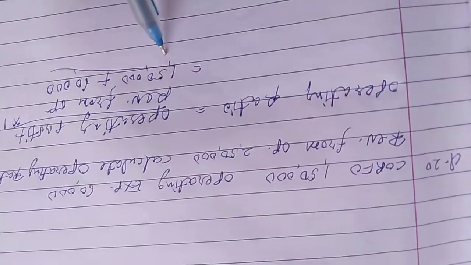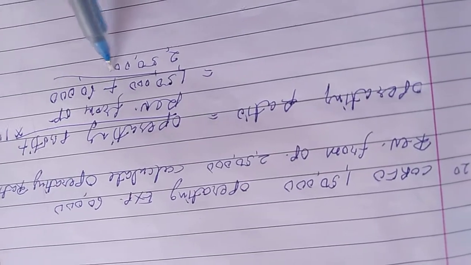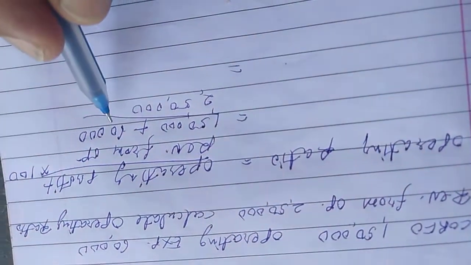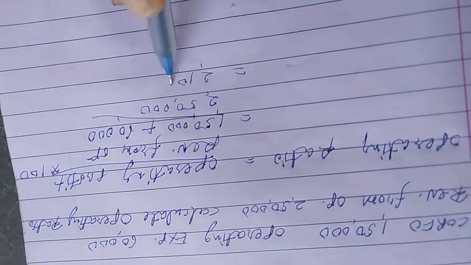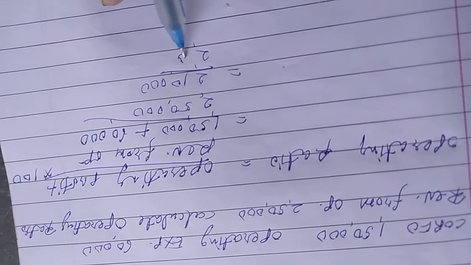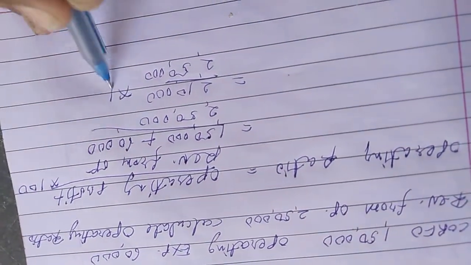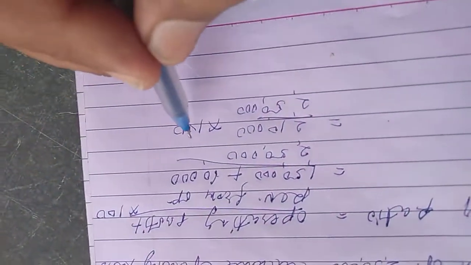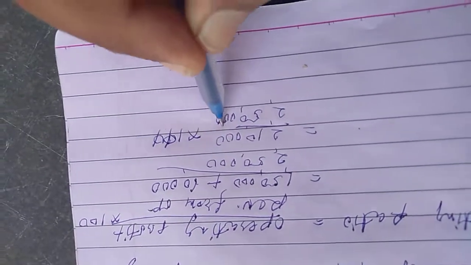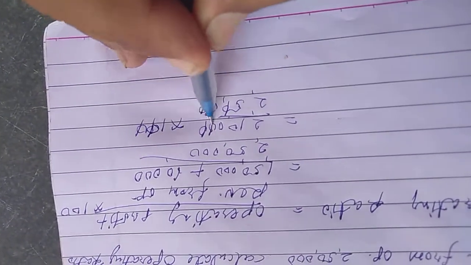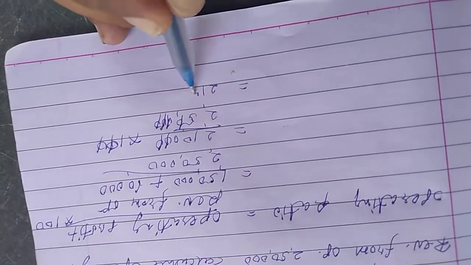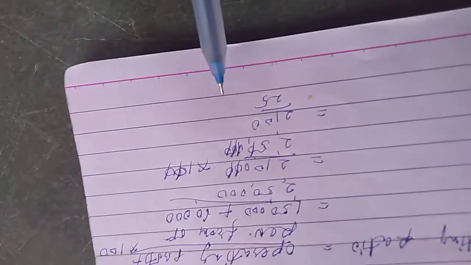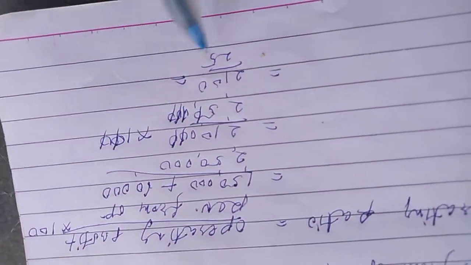Revenue from operation is 2,50,000. So 1,50,000 plus 60,000 is 2,10,000 upon 2,50,000 into 100. Here zero zero cut, again zero. Now 2,100 upon 25, in reduced form divided by 5.